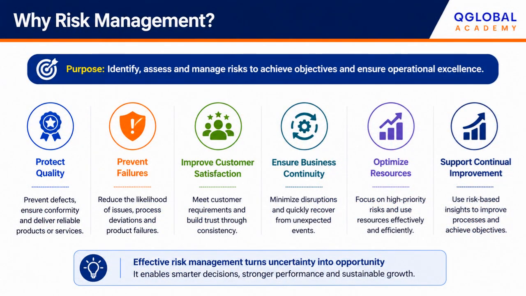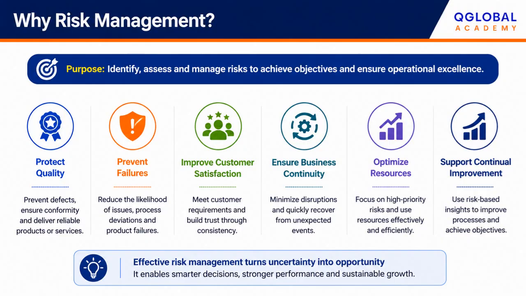Now that the concepts of risk, nonconformity, and contingency are clear, let's understand why risk management is so important. The primary purpose of risk management is to identify, assess, and manage risks so organizational objectives can be achieved consistently. The first benefit is protecting quality. By identifying potential issues early, organizations can prevent defects, maintain conformity, and consistently deliver reliable products or services. The second benefit is preventing failures. Managing risks reduces the likelihood of process deviations, equipment failures, supplier problems, and other unexpected issues.